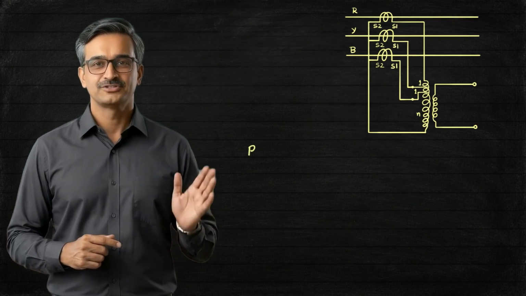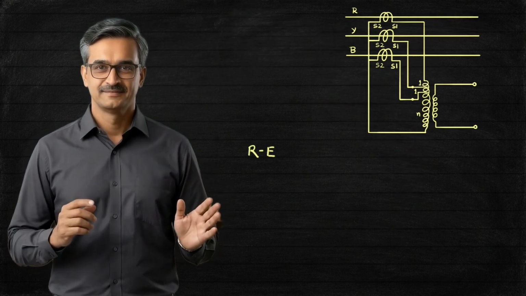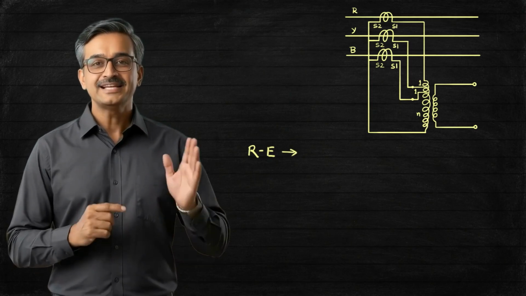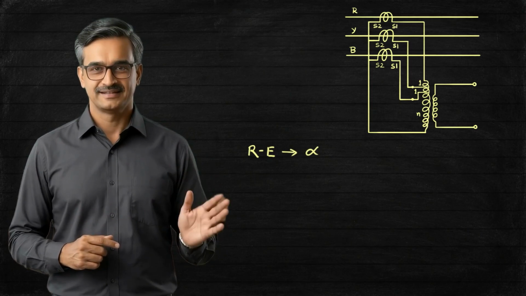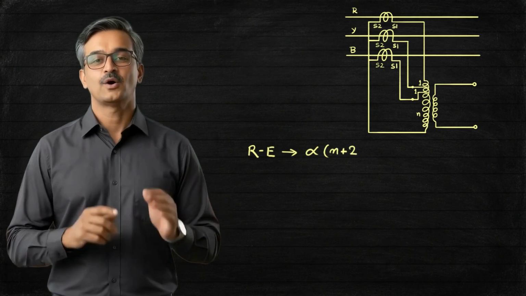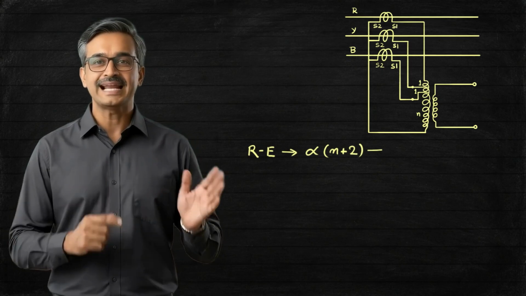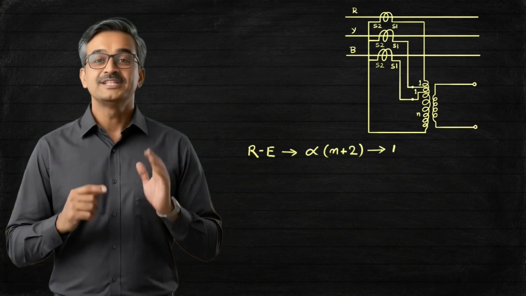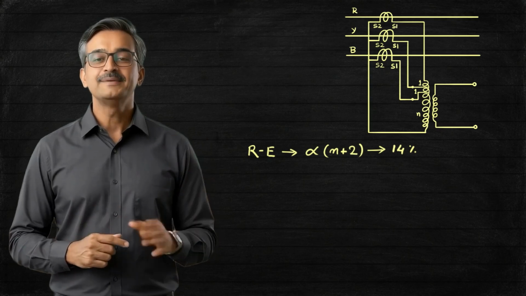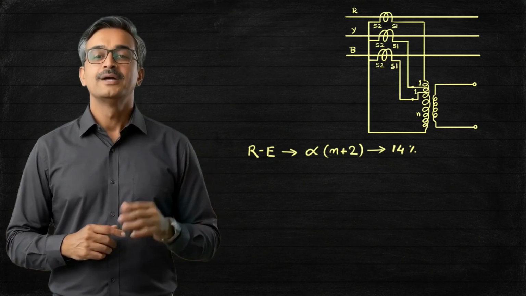Suppose a fault occurs between the red phase and earth. Only the red phase CT carries the fault current. Since the red phase has n plus 2 turns, the output of the summation transformer becomes comparatively high. Because of this larger output, the relay requires only about 14% of the CT rated current to operate. This means the relay becomes highly sensitive to red phase earth faults.